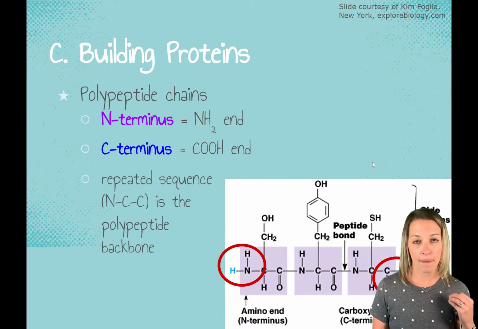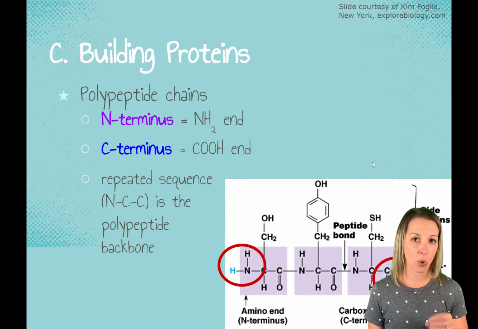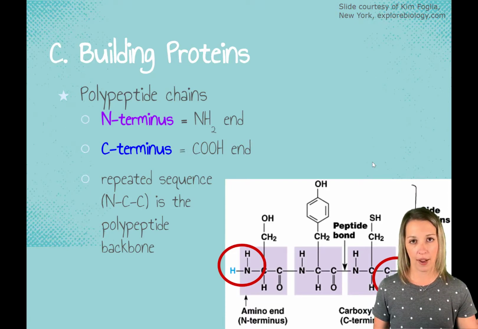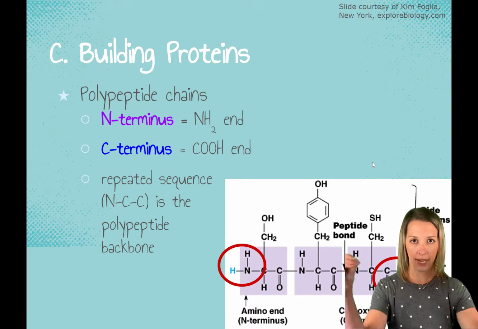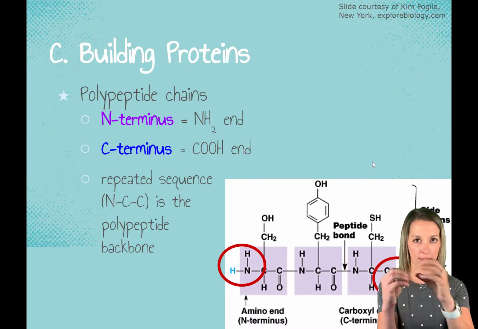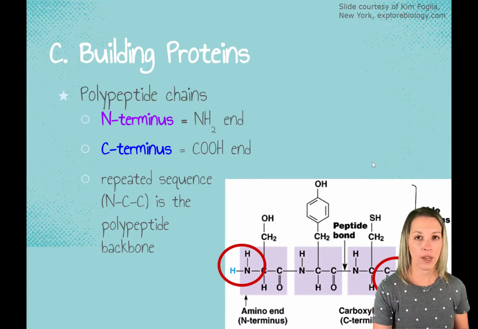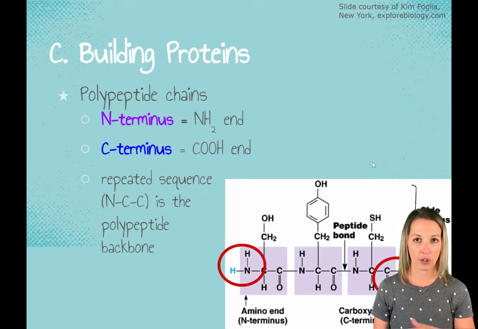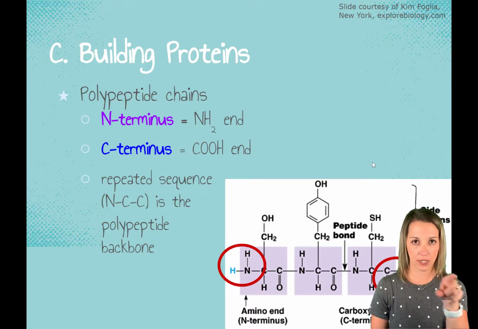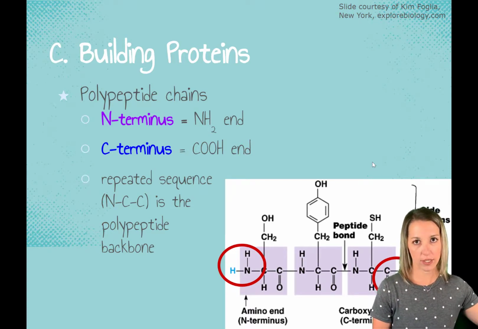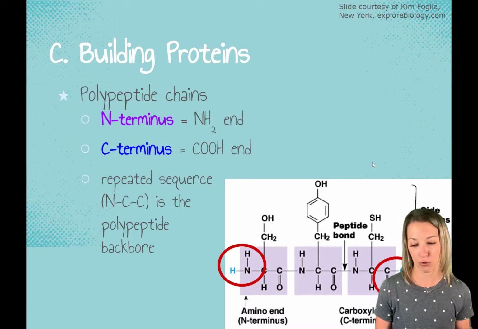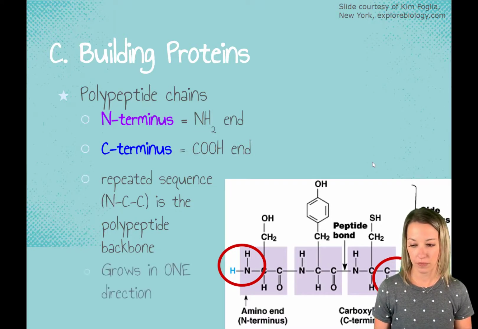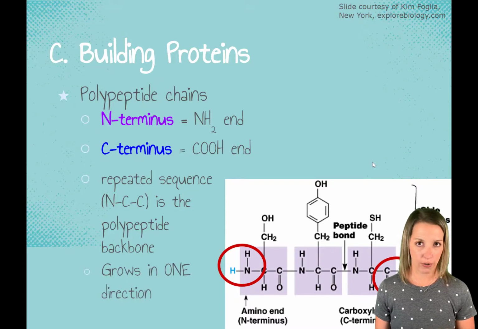Whenever these polypeptides are being made, you can only add them in one direction. You can't have two different ends where you're adding different amino acids. They can only grow in one direction. When you see your polypeptide chain, you'll also see a repetition of NCC, NCC, NCC in terms of that backbone that's being created. And like I mentioned, it only grows in one direction.